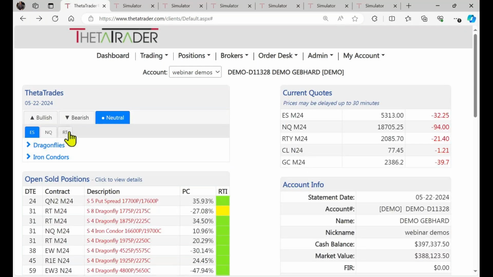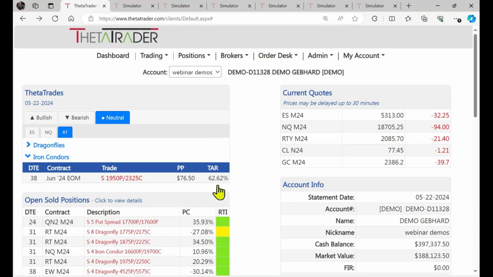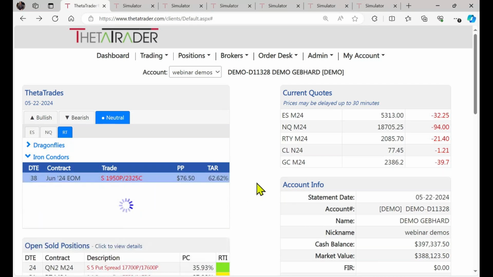Okay, finally, folks. All right, so here we'll look at the Russell, and let's look at what's happening with the Russell. Here's the June end of month condor as a theta trade.